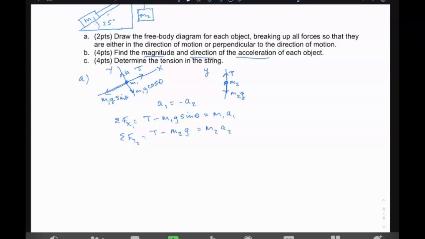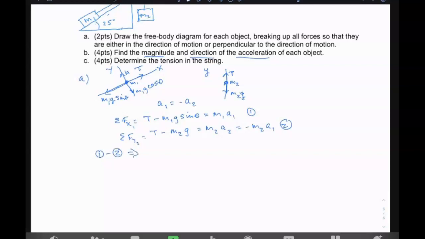But as we said before, a2 is equal to minus a1. So we could write this as minus m2 times a1. And then just solve for a1. So if I call the first equation, equation 1, and the second equation, equation 2, and then subtract equation 2 from equation 1, then the tension terms will drop out. So that's what I'm going to do.